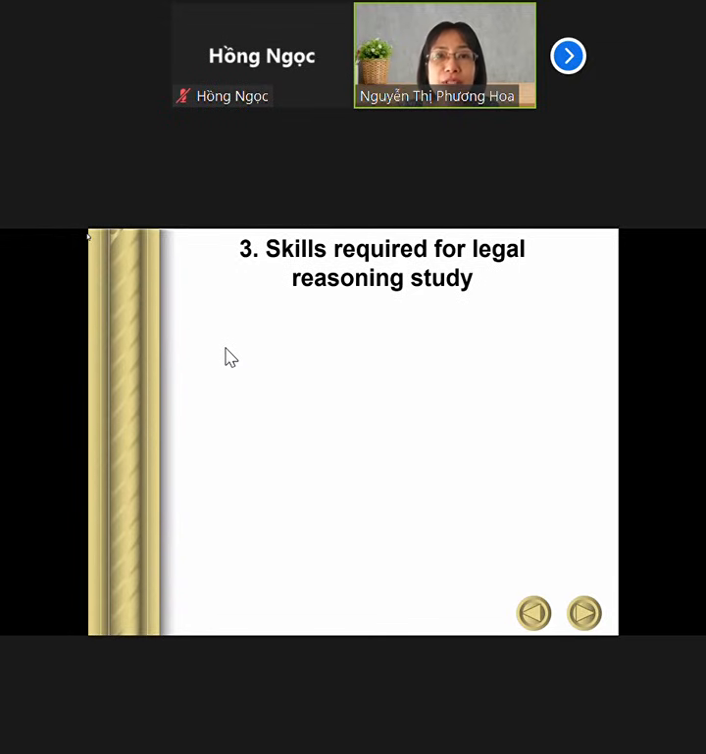But first of all, I would like you to distinguish between skills and knowledge. Can someone distinguish the differences between skills and knowledge, and also tell me how these things relate to each other? If you have some ideas, raise your hand, please.